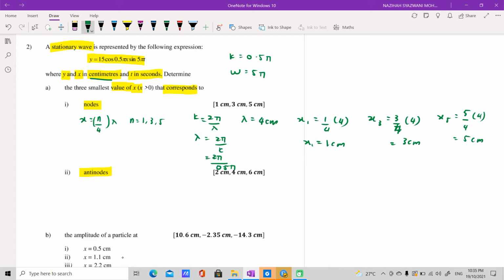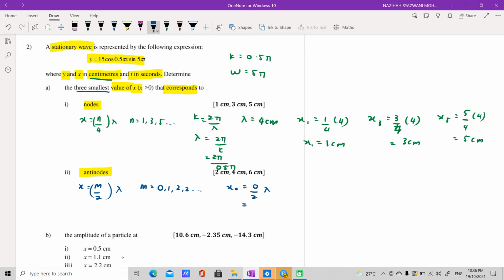Okay, next for the antinode. For the antinode, the formula would be x equals m over 2 times lambda. But for this case, your m is going to start with 0, 1, 2, 3, and so on. They just ask you for the three smallest values. So we are going to substitute x0 equals 0 over 2 lambda.